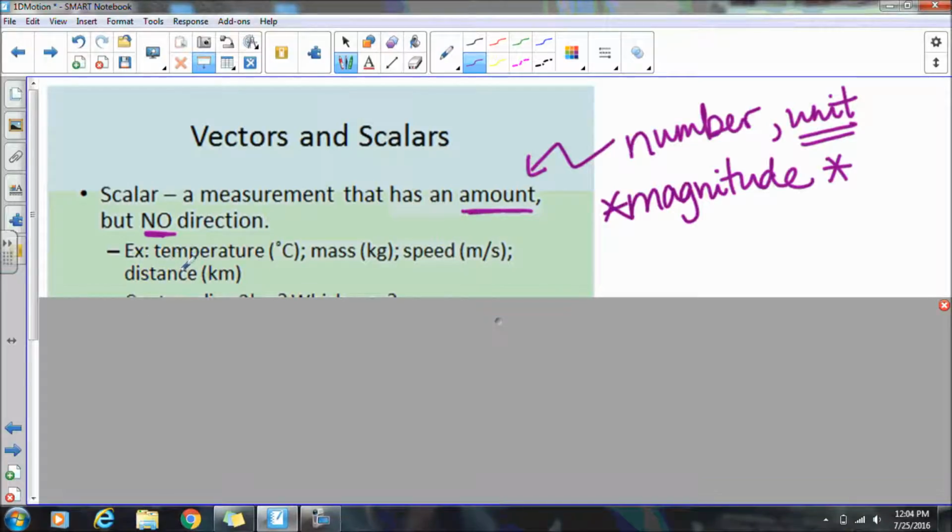And of course, we have distance. Distance is measured in meters, kilometers, centimeters, millimeters, things like that. But again, still a number and a unit.